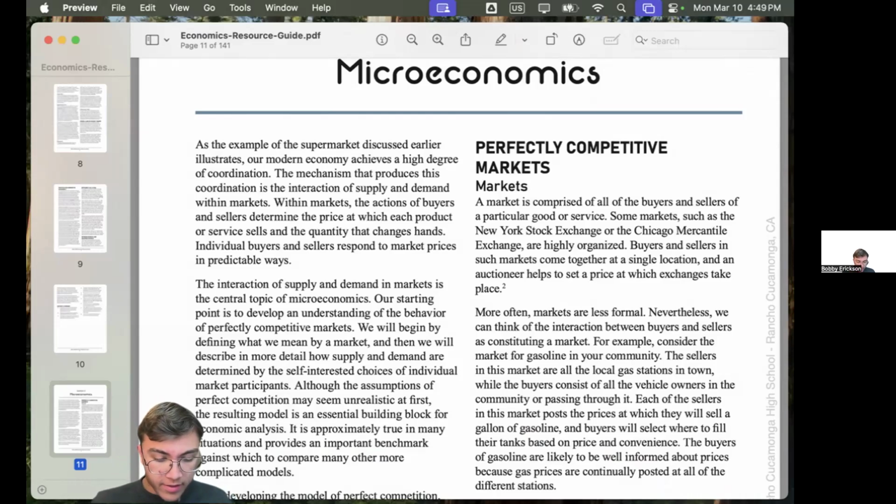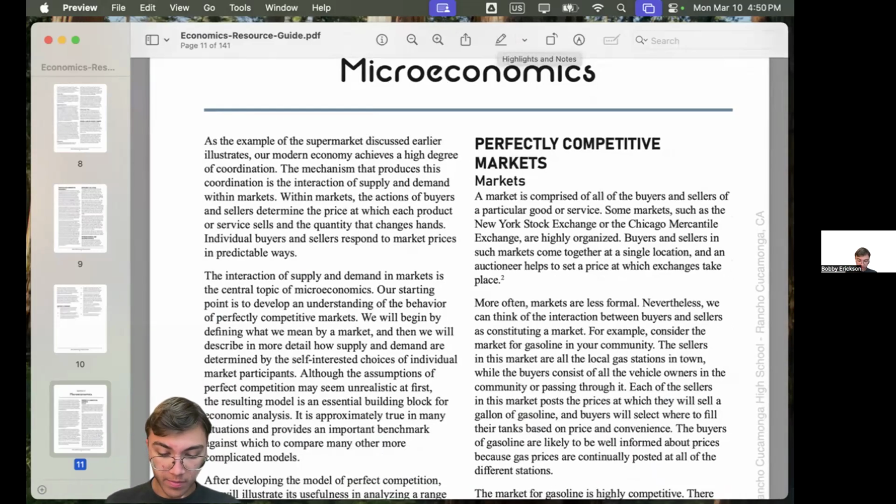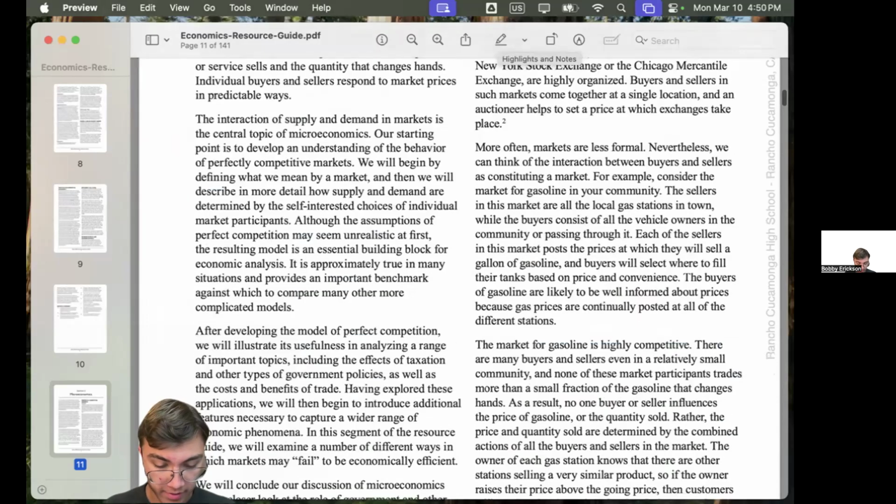We see that with a supermarket, there's a lot of different coordination that has to happen. But what provides the mechanism for this coordination? Well, that's going to be the interaction of supply and demand in markets. So buyers and sellers are going to determine the price for any product or service that is being sold. And usually, at least in economics, buyers and sellers will be pretty predictable when it comes to market prices.